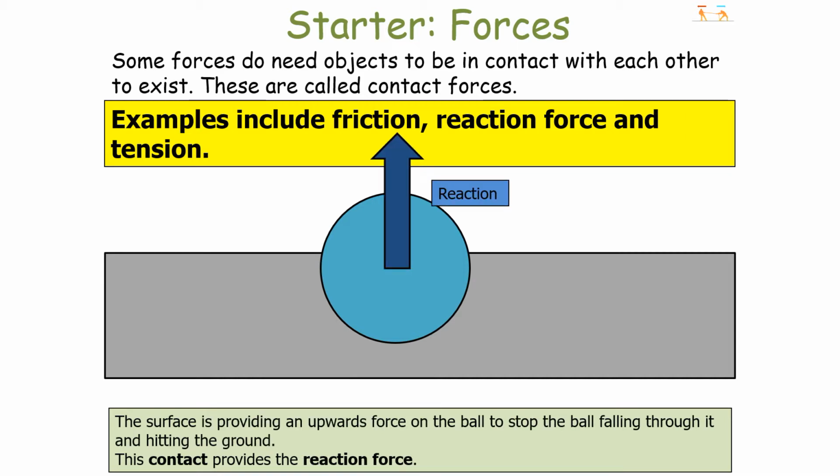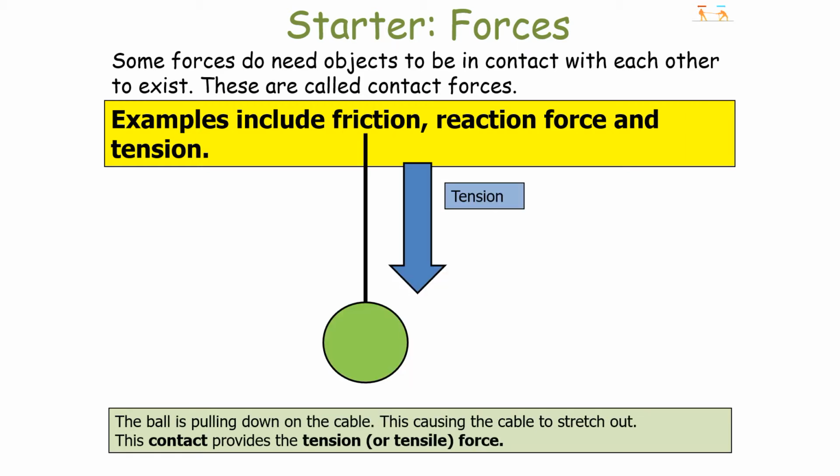Another example would be the reaction force. So here the surface is providing an upwards force on the ball to stop the ball falling through it and hitting the ground. So this contact provides the reaction force. Another example would be tension, because in this example the ball is pulling down on a cable and this causes the cable to stretch out. So this contact provides the tension or tensile force.